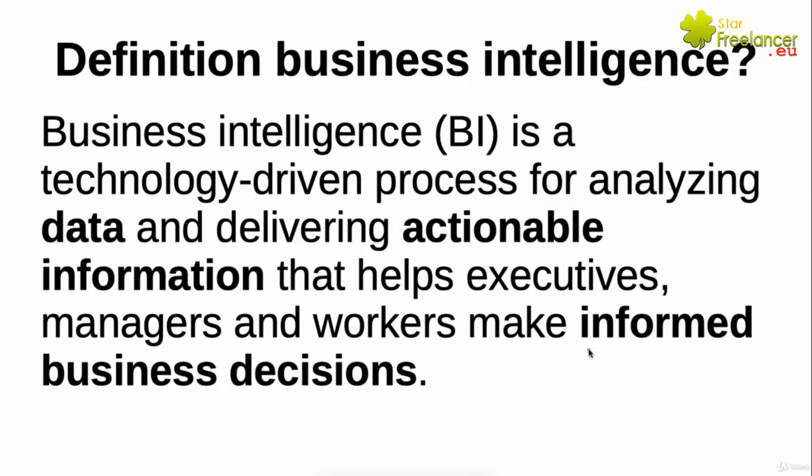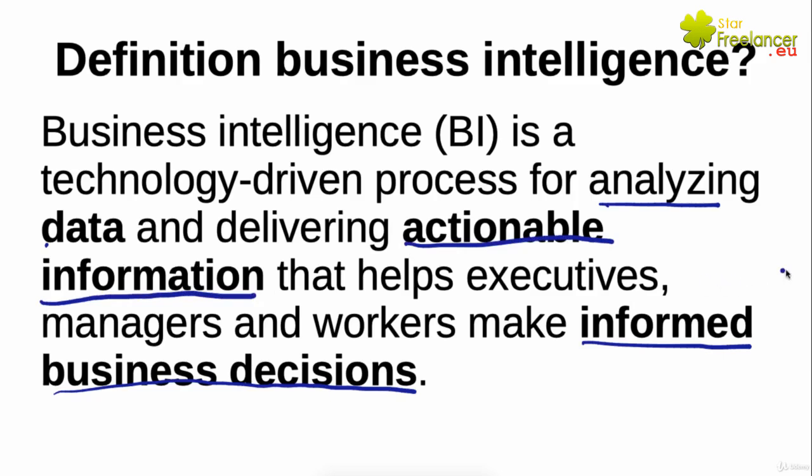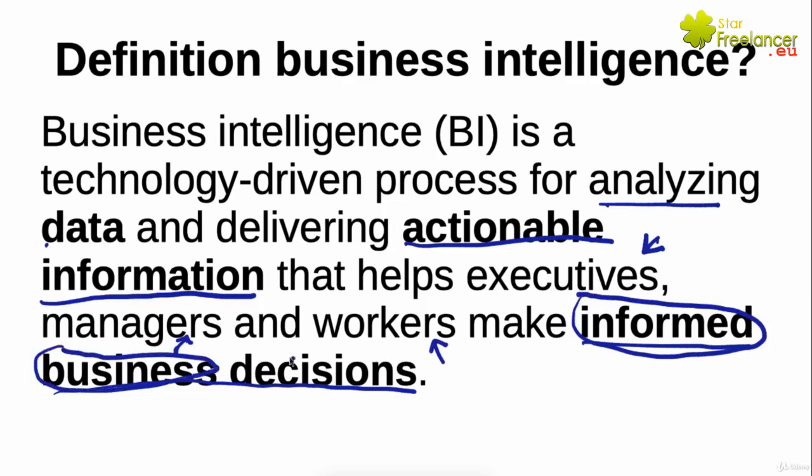Remember, before you can make informed business decisions, you need to have what? Data. And those data need to be what? Analyzed. Okay? Then you should be able to have what? Actionable information. Information which you can take action on. This information definitely will help this group of people, the executive, the manager, and workers to make what? Informed business decision. Very important. Hope you understand this. Let's go to the next class.